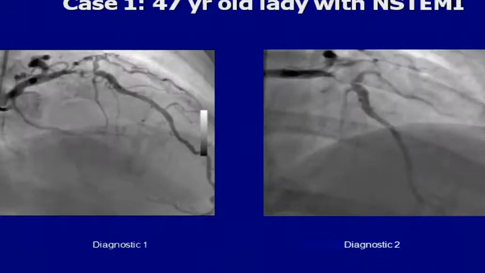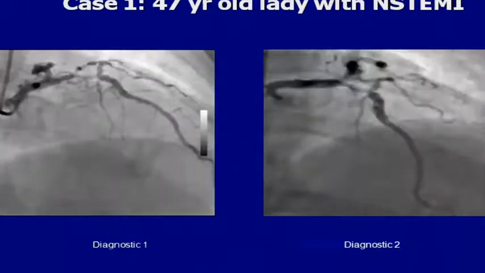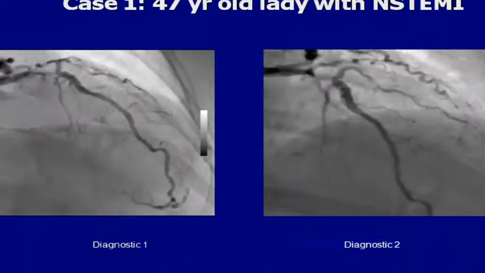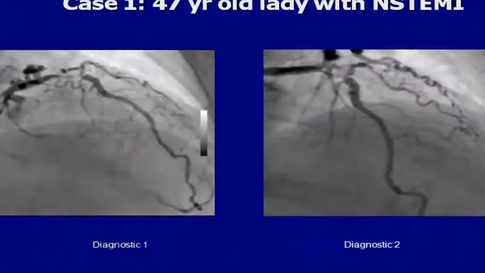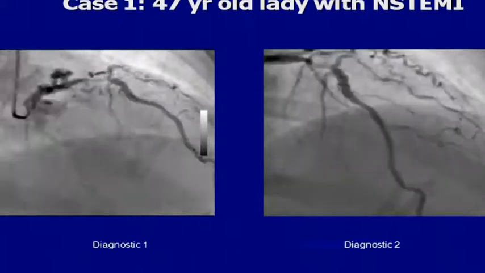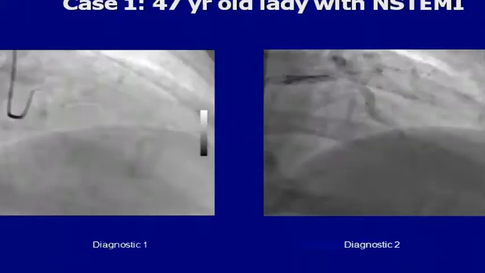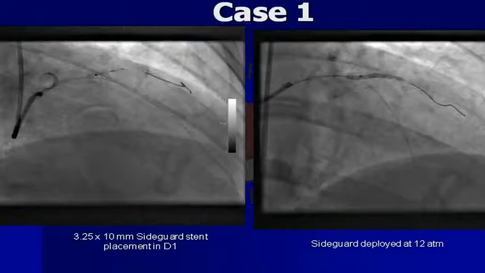Crush is also not very suitable for the same reason. If you crush the diagonal, getting back to the diagonal in this anatomy and doing a kiss balloon is also going to be difficult. Culotte is also difficult because there is a mismatch, and the diagonal is obviously much smaller than the LAD. So in this case, I elected to use the capillary SideGuard stent.